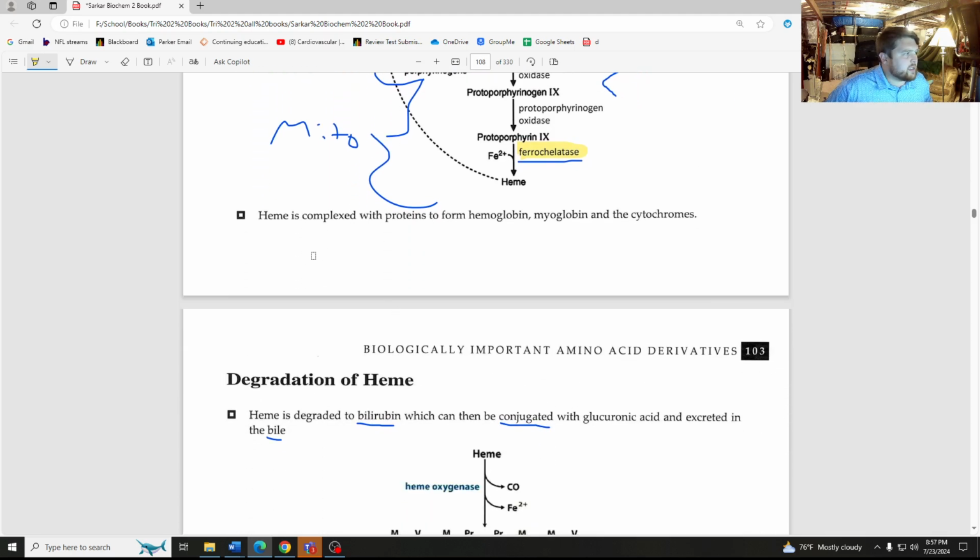Again, heme is complexed with proteins to form hemoglobin, myoglobin, and cytochromes. So in other words, we take our heme and then we jam it in with other proteins. Remember we talked about how hemoglobin is a quaternary protein. So essentially we're going to be taking a couple different components of heme and some other stuff, jamming it all together in order to form hemoglobin, myoglobin, and the cytochromes.